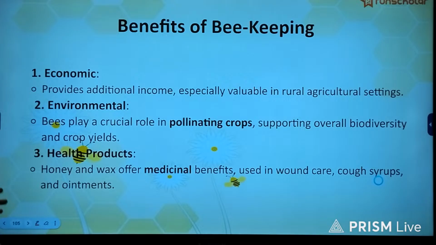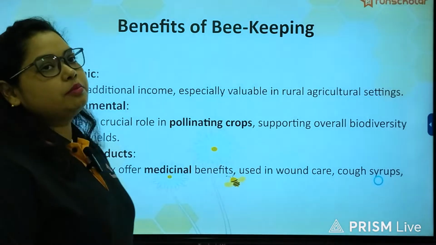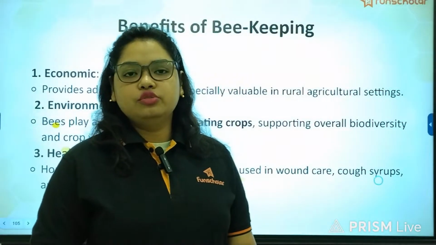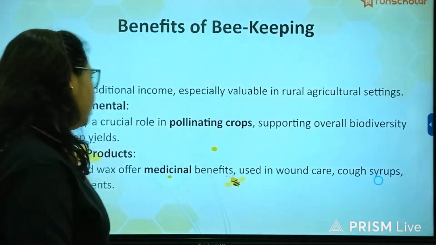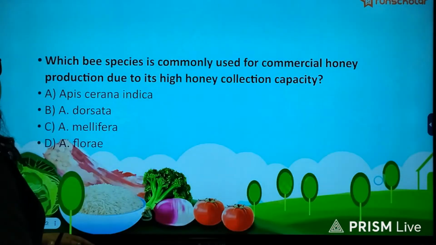Then environmental benefit, I just told you, it helps in pollinating the crops and thus supporting overall biodiversity and crop yield also. Health products, the medicinal products which will be used in healing the wounds or in making cough syrups and ointments. As I told you, the Ayurvedic medicines, they use honey in many of their preparations.